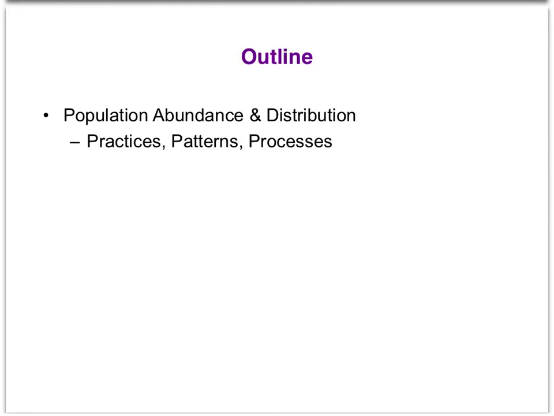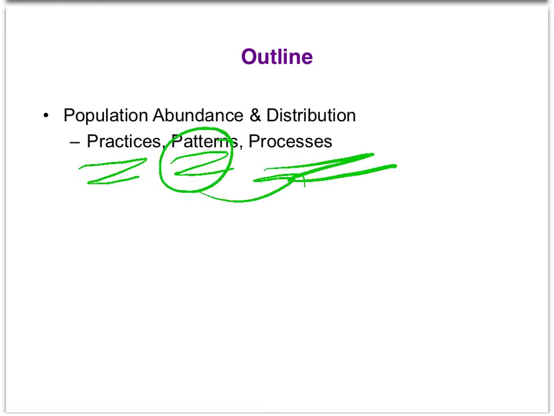So in this lecture, I'm going to talk about population abundance and distribution from the perspective of practices, meaning how do we measure the sizes of populations, how do we look at distribution patterns, and so then we'll look at those patterns that we see in terms of how organisms distribute themselves in the environment, and then try to determine what processes may be responsible for those patterns.